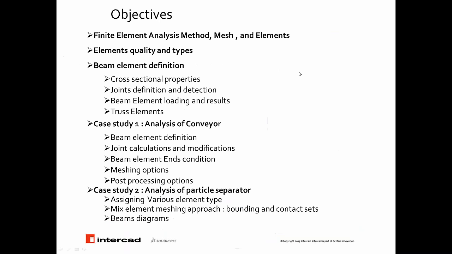All right, first let's have a look at the objectives and what we're trying to cover. First, we are going to look at the finite element analysis method, describing it, looking at what a mesh looks like and what the element definition is. We specifically focus on the elements by going over the quality and types and explaining different types of elements. As we are doing analysis on structures, our main focus will be on beam elements, so we're defining what they mean.